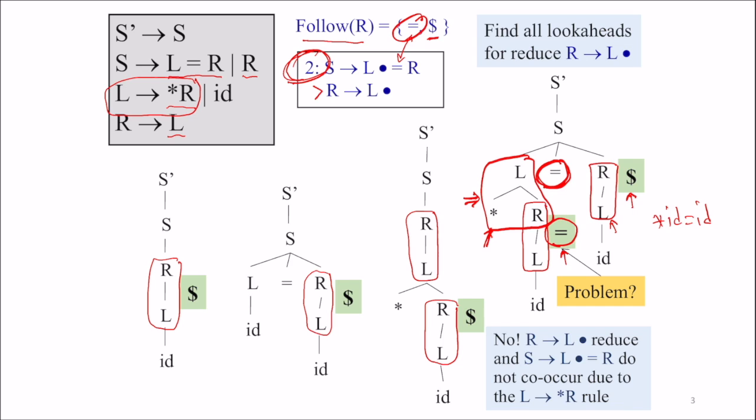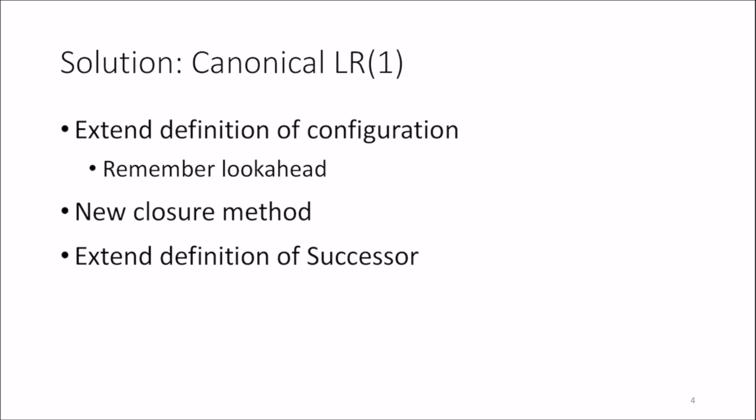So I just need to separate out the lookahead, basically split up the follow set into these two different subsets. One is dollar, which is most of the time, and equal only appears if I use the L goes to star R rule. So the solution to this is called canonical LR1.